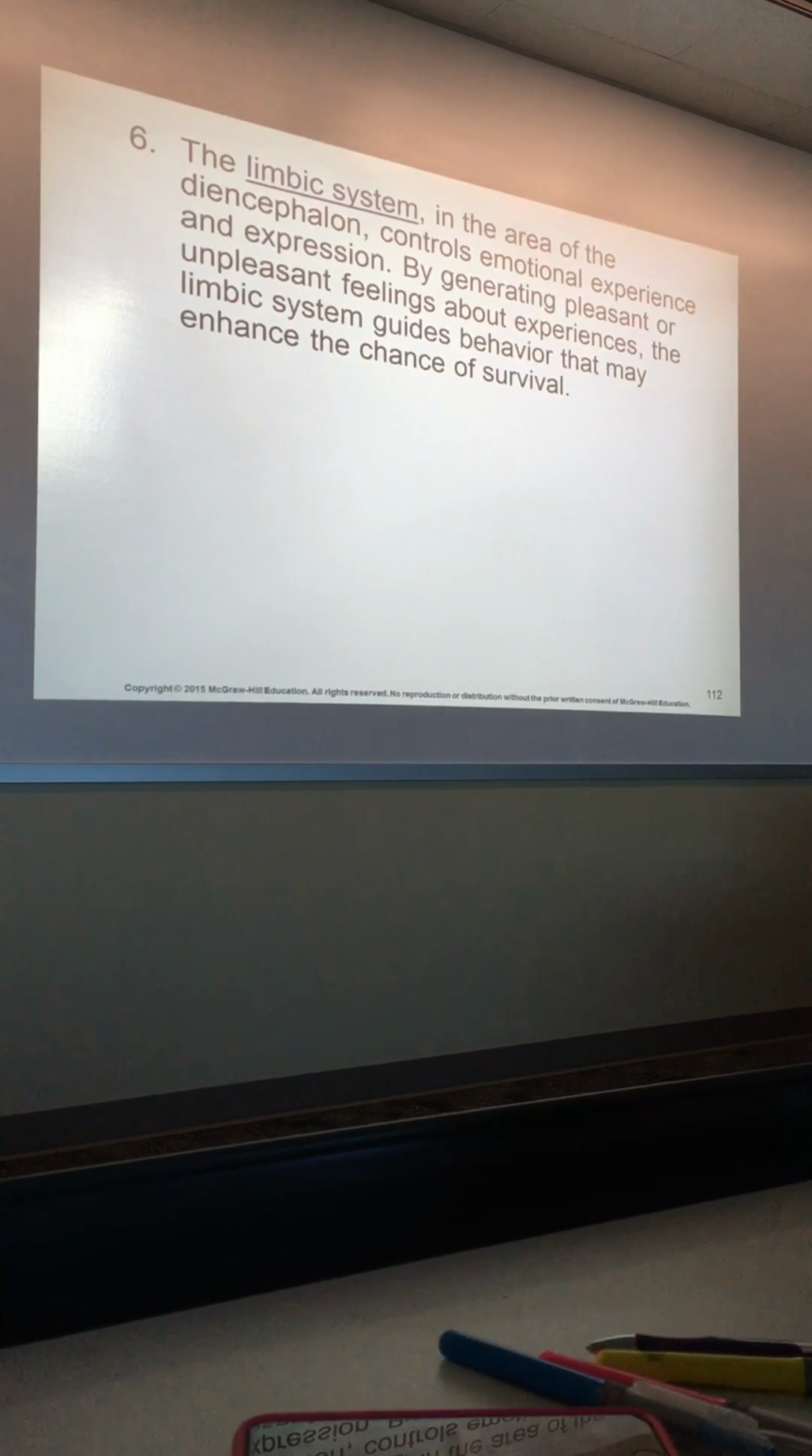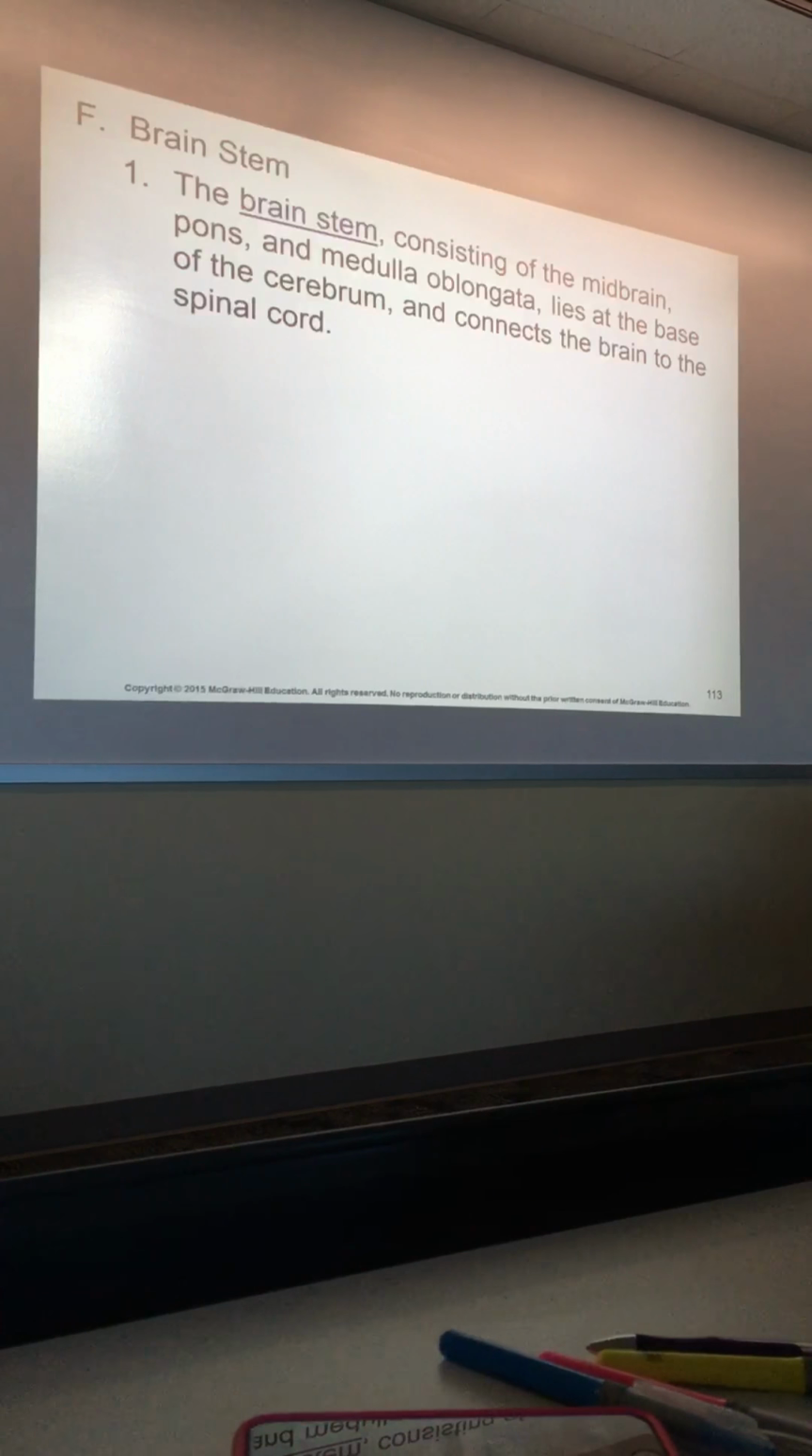Whenever you see the limbic system, hey, y'all got to know what the limbic system does. Because y'all got a group from Houston called H-Town. And H-Town used to sing about what? Emotion. Limbic system is all about emotions. Fear, rage, happiness, sadness. This is an area of the diencephalon that controls your emotional experience and expression by generating pleasant or unpleasant feelings about experiences. The limbic system guides behavior that may enhance the chance of survival.